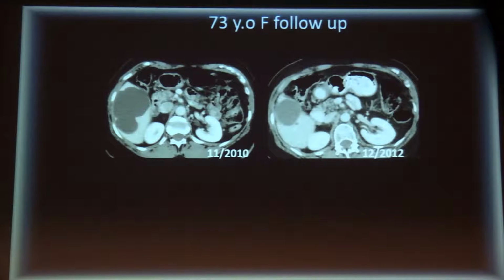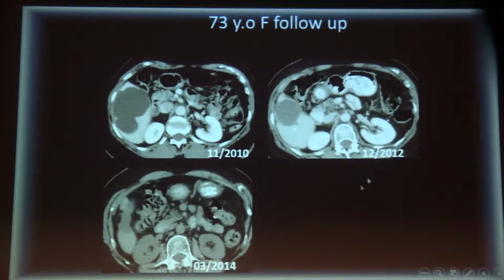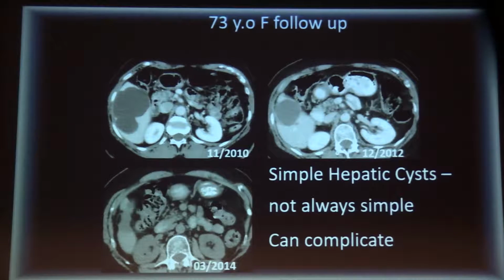She was lost to follow-up and returned 2 years later, and probably luckily for her, this cyst even shrunk, became smaller, and caused retraction of the capsule. So what this demonstrates is that simple hepatic cysts can complicate, and complication does not necessarily mean that we need to move on with an aggressive approach. Follow-up, we can follow up on them.